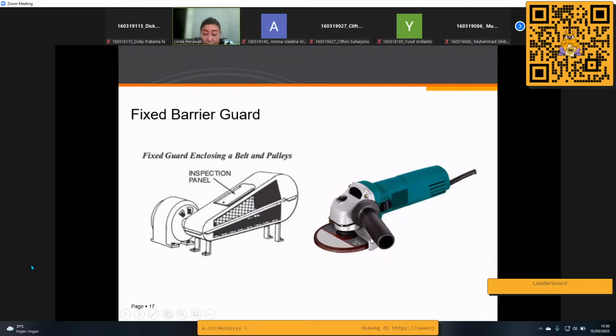This is also a fixed guard. For example, when you are grinding, you cannot open this one, the white one. You can just only see. You cannot put your finger here in this area because while it is rotating, it's really harmful. This is the fixed barrier guard. It means the guard is one part of the machine itself. It cannot be opened, or sometimes needs a very hard effort to open the guard. That's why it is called a fixed barrier guard.